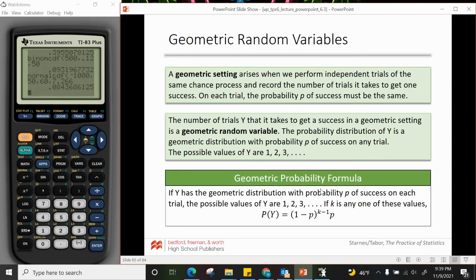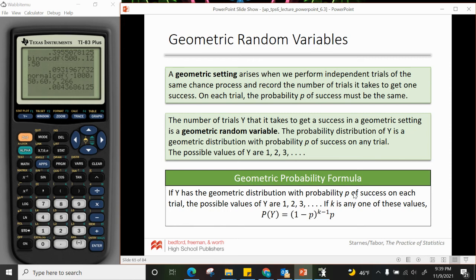And so the probability in a geometric distribution, asking, hey, what if it took 10 trials, or the success occurred on the 10th trial? Well, that always equals 1 minus p, raised to the k minus 1, times p. This formula looks a little tricky, but it's not too bad, right?